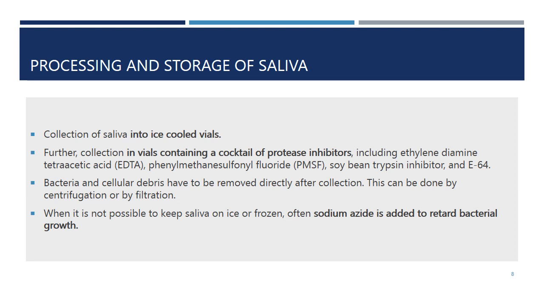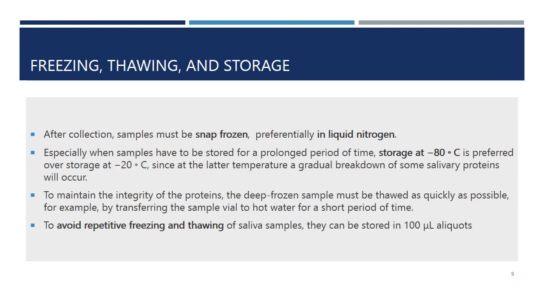After collection, the processing and storage of saliva is of utmost importance. Chemical stability of the biomarker as well as the diagnostic purpose determine the way the sample should be processed. Collection is basically into ice-cooled vials. Also, the collection can be done in vials containing a cocktail of protease inhibitors including EDTA or others. Bacteria and cellular debris have to be removed directly after collection, which can be done by centrifugation or filtration. When it is not possible to keep saliva frozen, often sodium azide is added to retard bacterial growth.